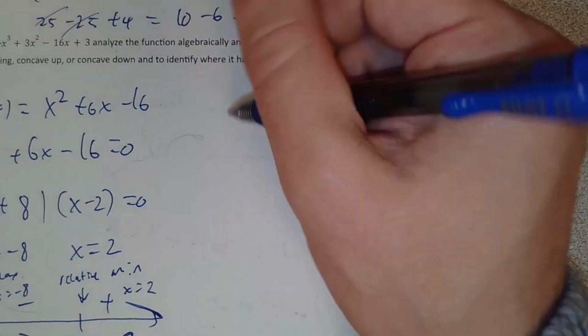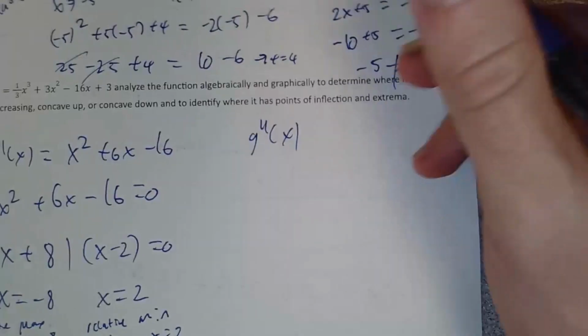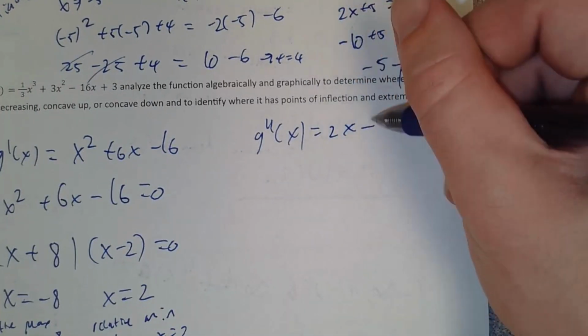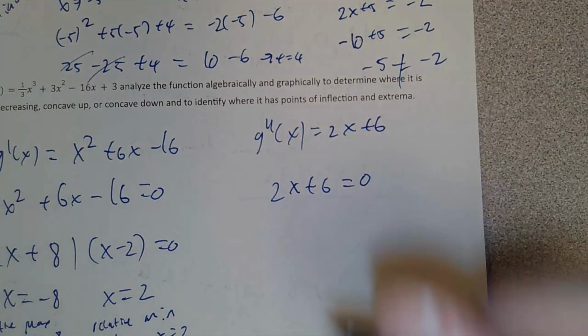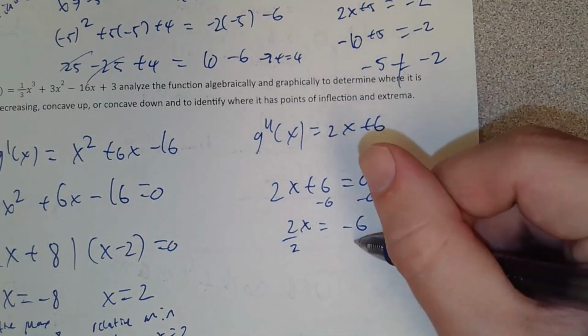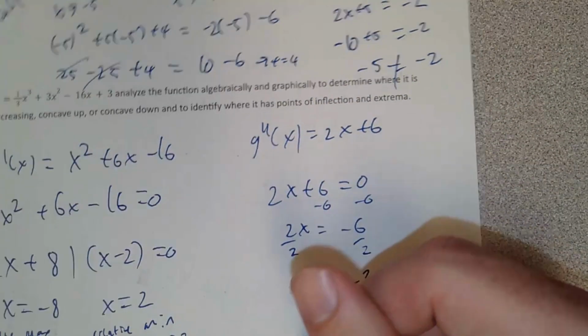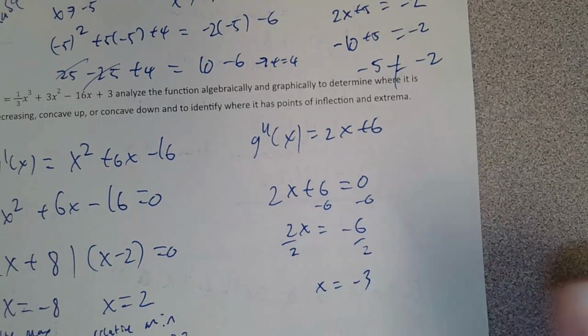Now we'll do the second derivative. So second derivative, again, take the derivative again of this. We're going to get 2x plus 6, set it equal to 0. 2x plus 6 equals 0. 2x equals negative 6, so it's minus 6, minus 6, divided by 2, divided by 2, x equals negative 3. There's only one solution. x equals negative 3, so we're going to put that right in the middle here.